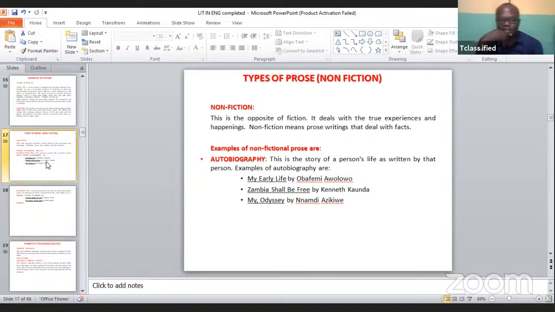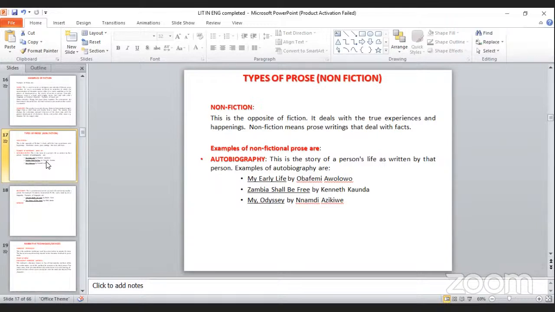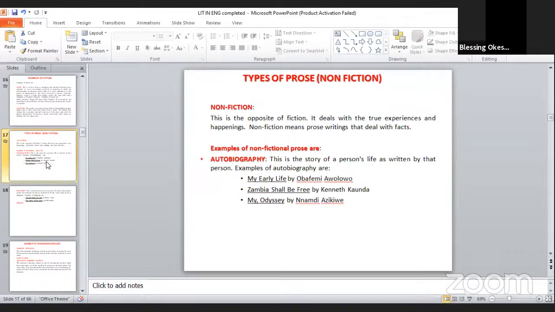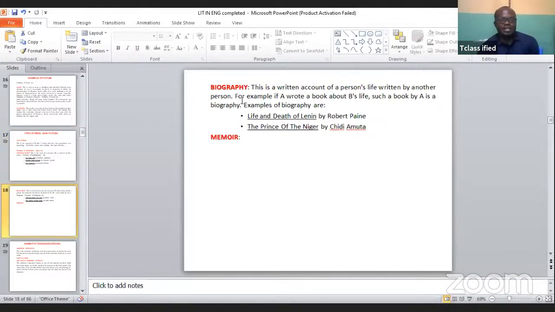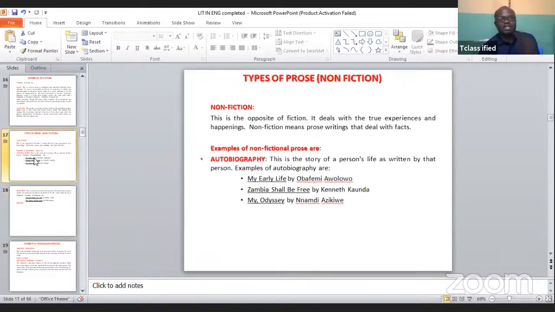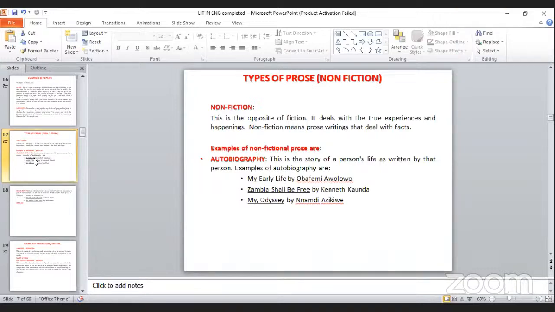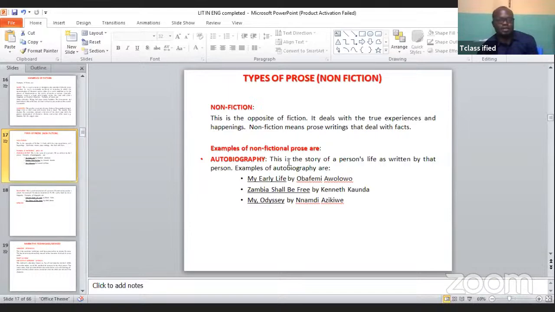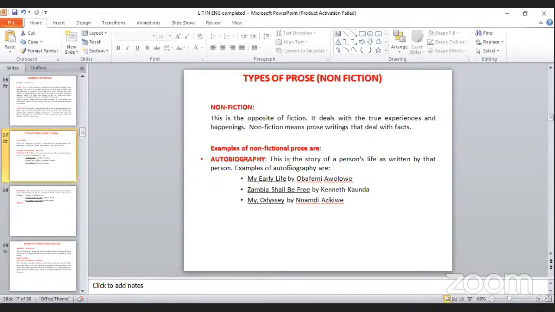Very good examples of non-fiction are autobiography. Autobiography is a story about somebody, the way he has lived, written by that very person. So once it's written by the same person, he's talking about himself, then we'll call it autobiography. But when you have biography, that is the story about somebody, but written by other people. But when it is written by the person that the book is talking about, then we'll call it autobiography. So take note of these two types of non-fictional prose, autobiography and biography.